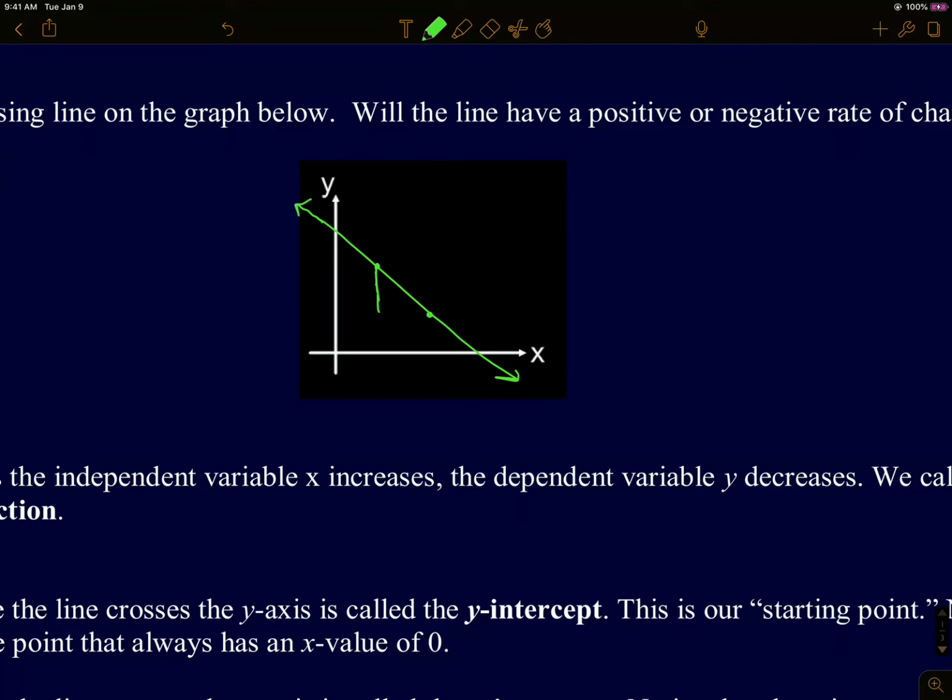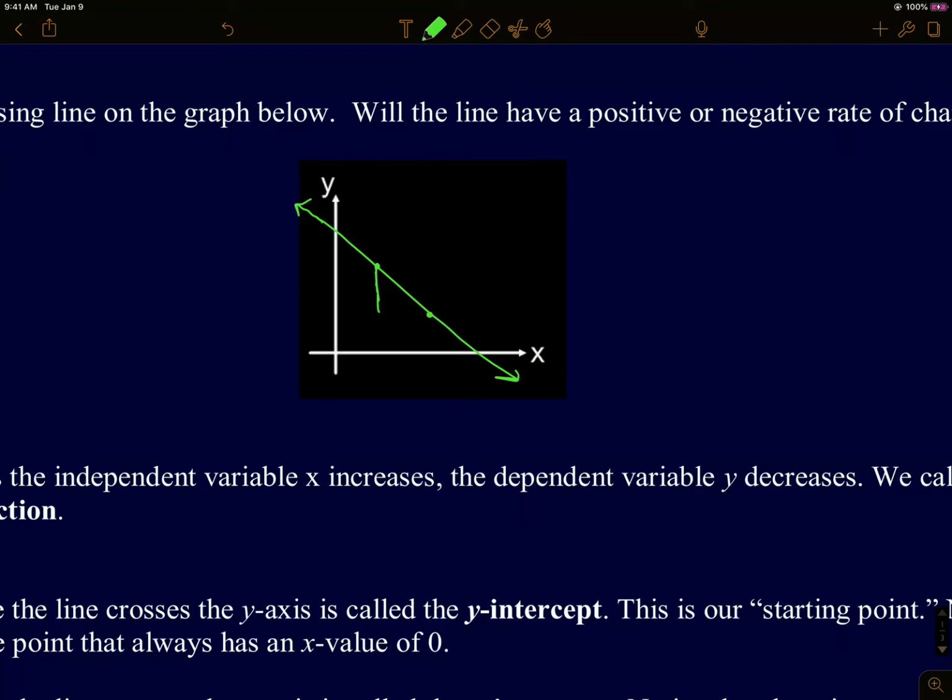So what we want to do here is look at what it means to have a positive or negative rate of change. So on a graph, they want me to sketch an increasing graph. I'm going to say this guy right here. That's an increasing graph. That line has a positive rate of change.